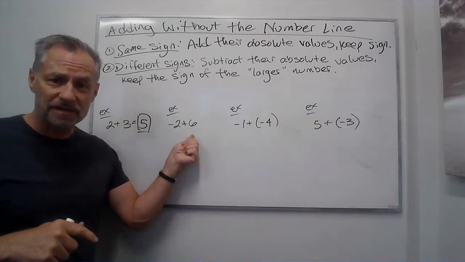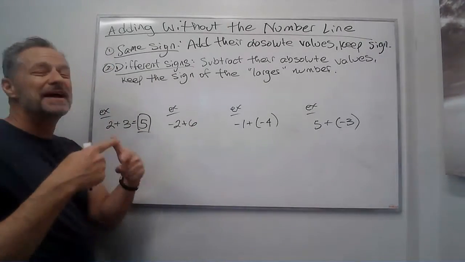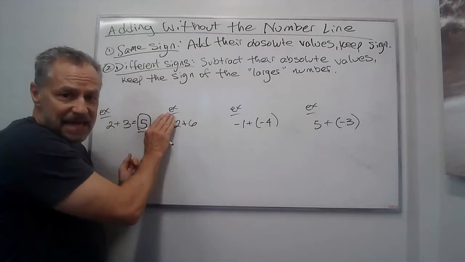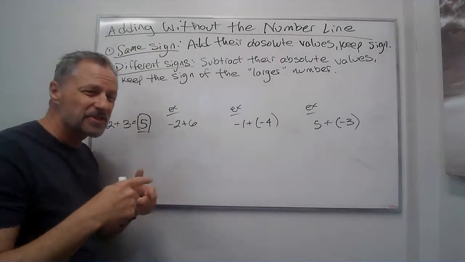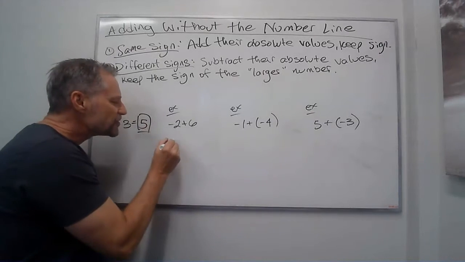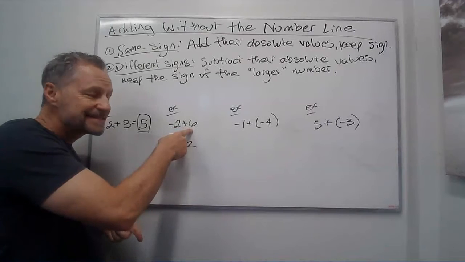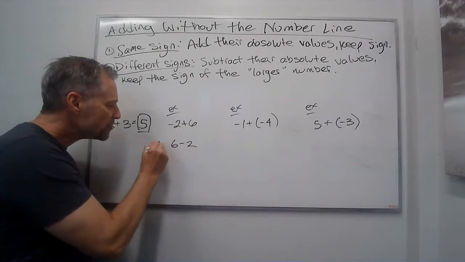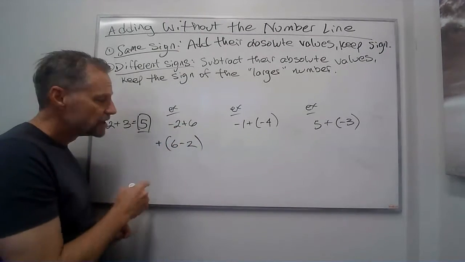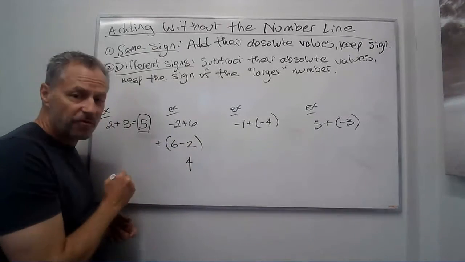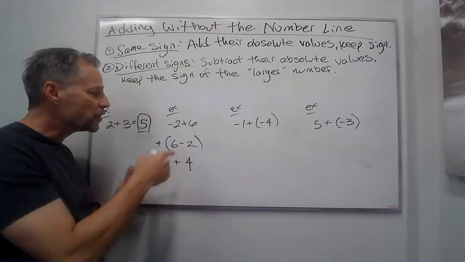Now I've got two numbers with different signs. One's negative, one's positive. So the first thing you do is find their difference. And don't worry about the negative in front of the 2. Just think, what's the difference between 6 and 2? So the idea is we're going to do 6 minus 2. The 6, the larger one, is positive, so my answer is going to be positive.